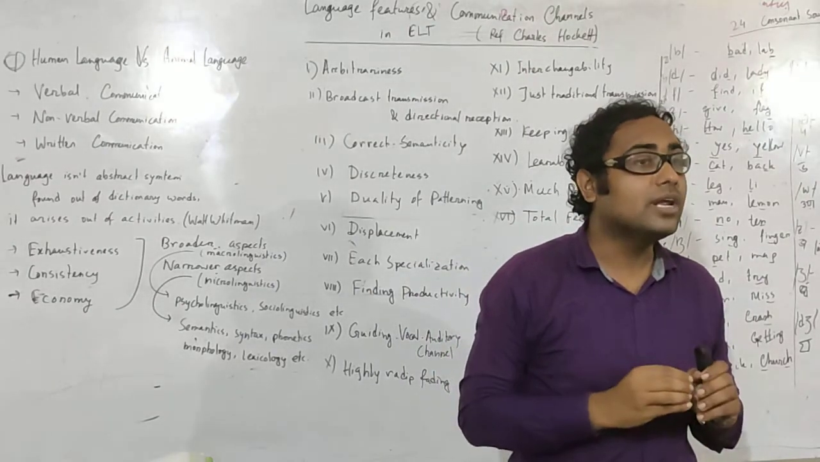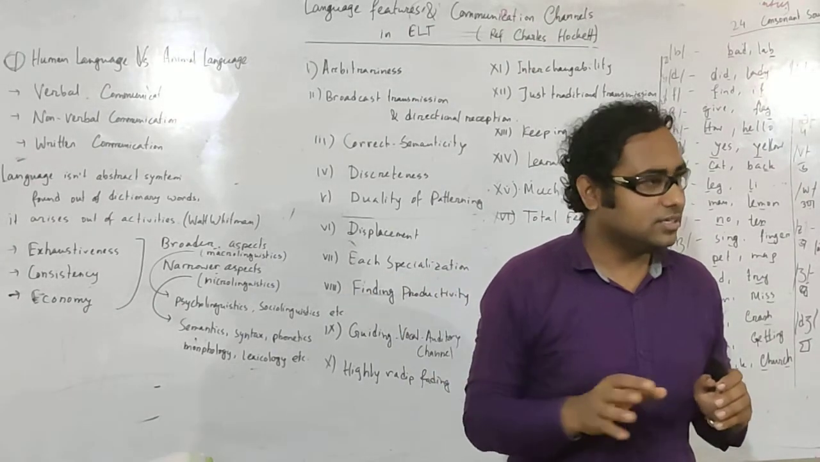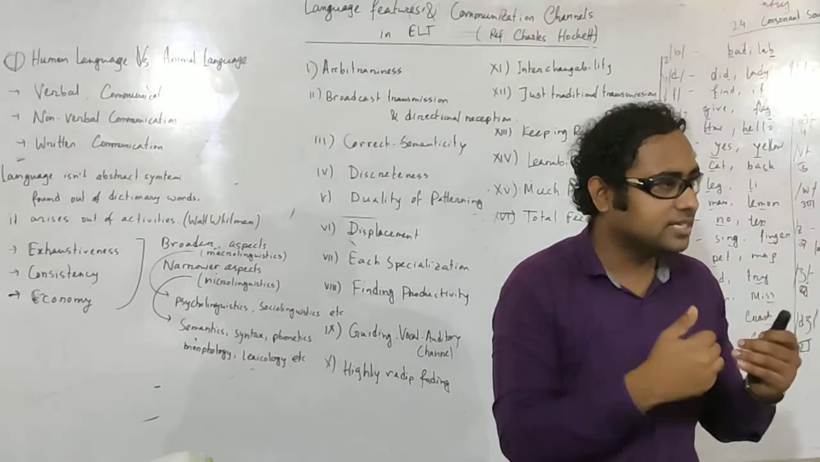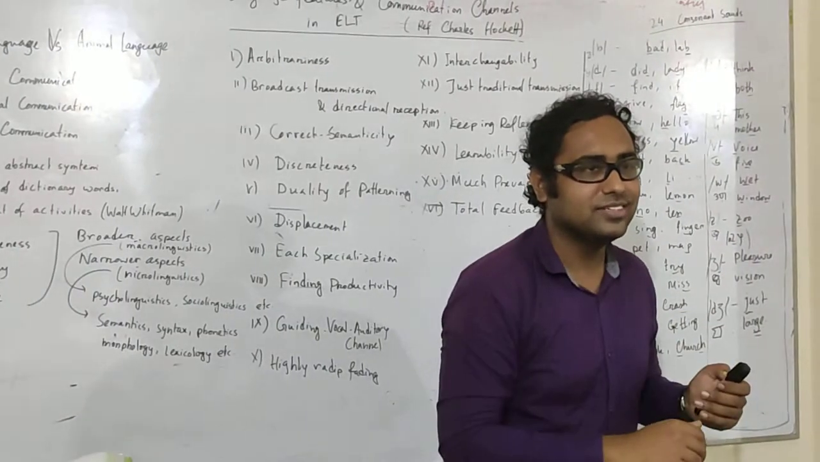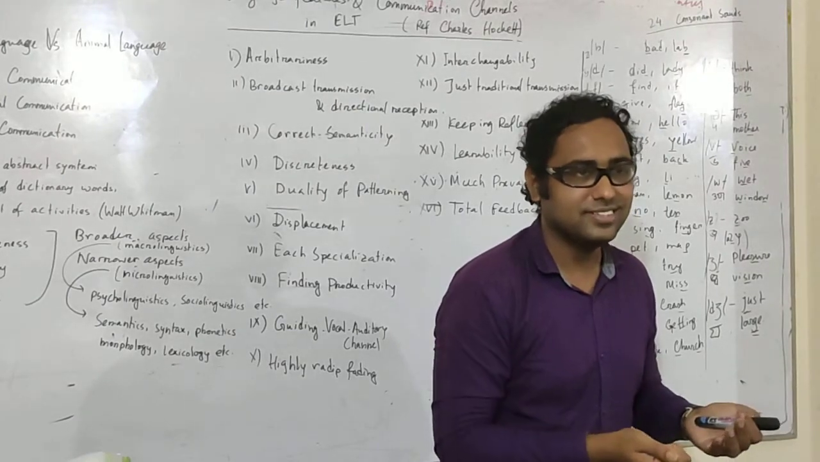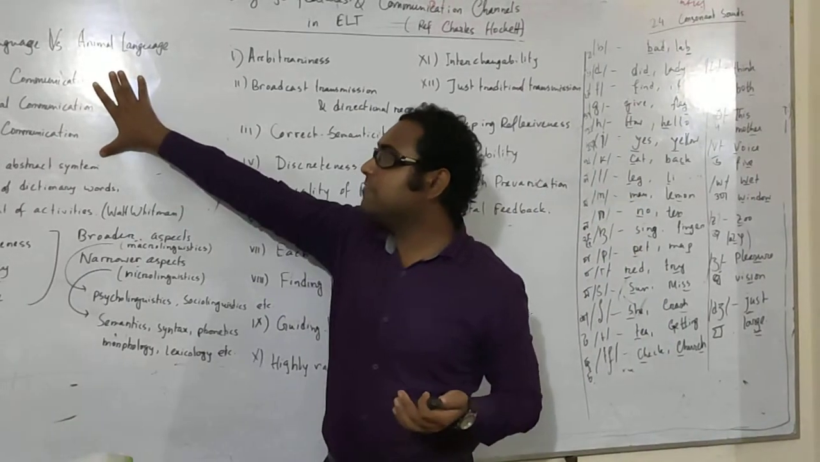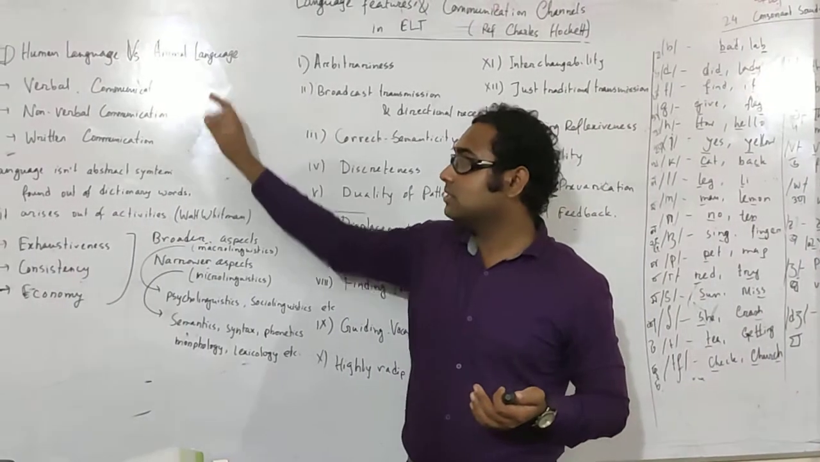It is quickly fading. You just talk about it. Suppose I can say that I like you. The next moment I could say that I do not like you. So there is no proof. So these are the three features of human language and animal language.